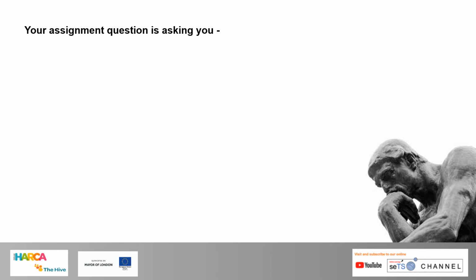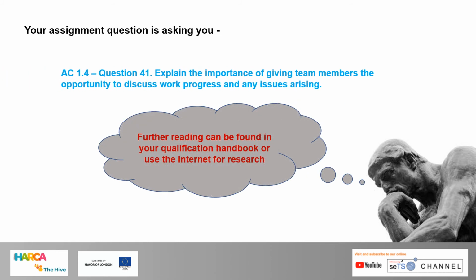Your assignment question is asking you, for question 41, explain the importance of giving team members the opportunity to discuss work progress and any issues arising. Discussing work progress and issues is important so that team members can compare their progress to work schedules, check that they are working to agreed standards, help to avoid misunderstandings, identify and discuss any problems, agree actions that are needed, develop their skills, develop working relationships, and provide information to help managers with planning. Further reading can be found in your qualification handbook or use the internet for further research.